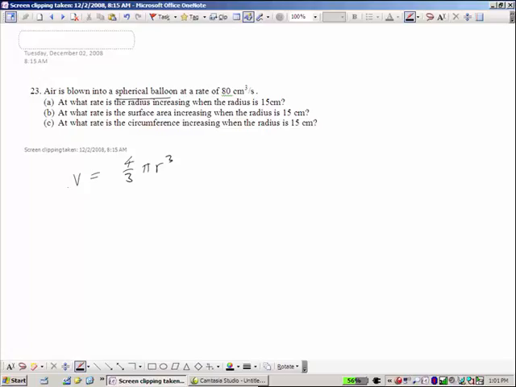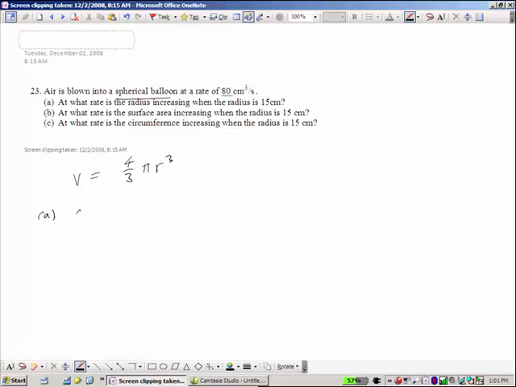This is a relationship that relates two functions, volume and radius. It doesn't relate any rates. So for A, it says, at what rate is the radius increasing when the radius is 15 centimeters? In other words, I have to find an equation that relates the rates. What relates rates? Time. They're both functions of time, and when we want to relate rates, we take the derivative. Awesome, well done.